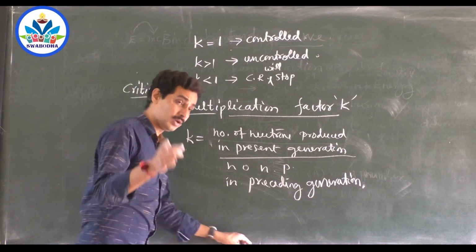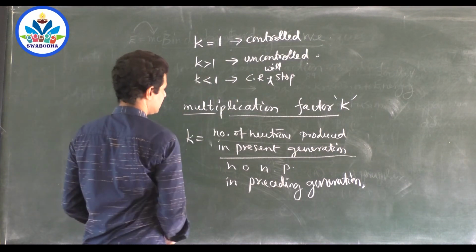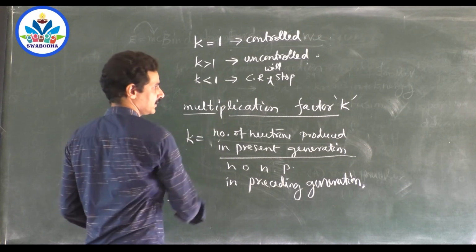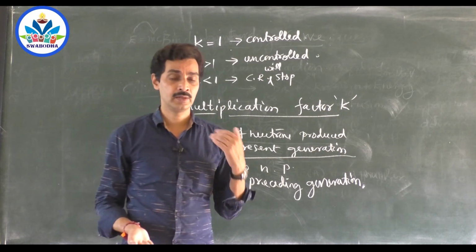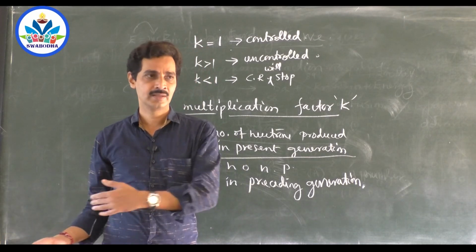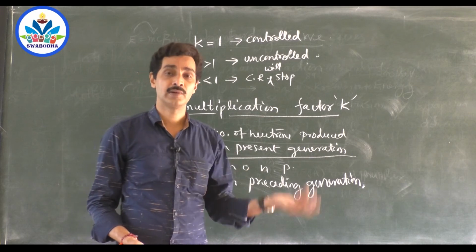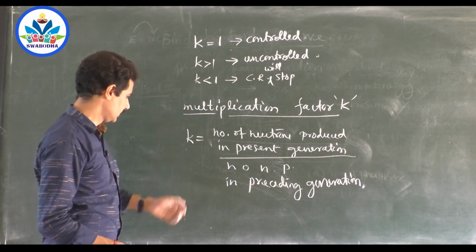So the core of the nuclear reactor is always of critical size. So that is multiplication factor K. This is always taken into account in a chain reaction. Controlled chain reaction is used in nuclear reactors, and in a nuclear bomb, uncontrolled chain reaction takes place. So that is one.